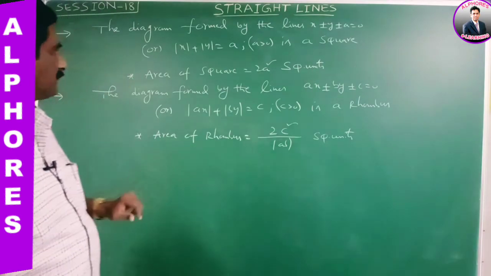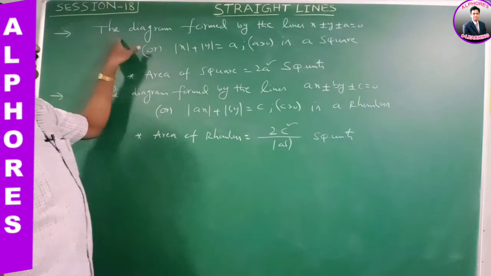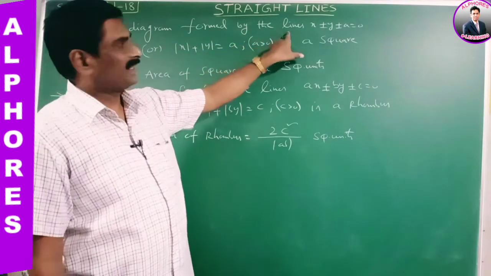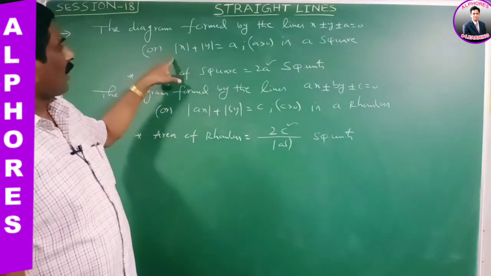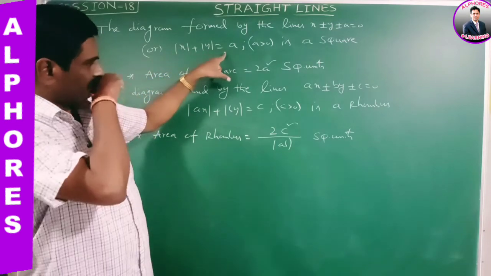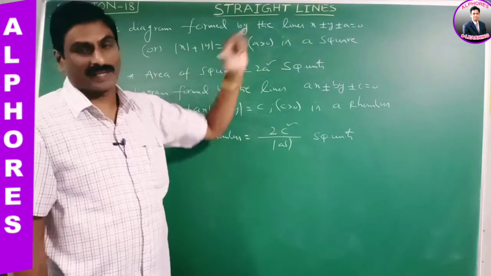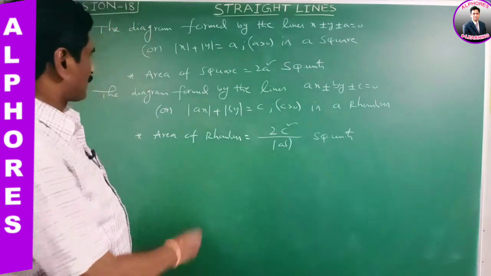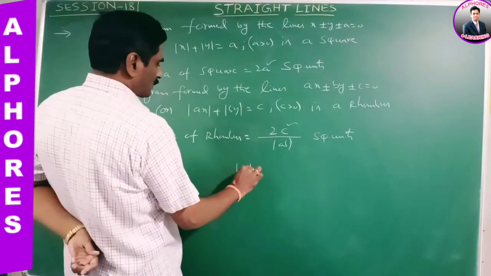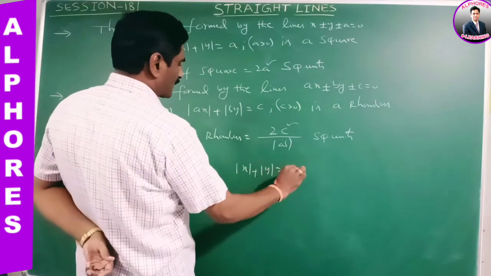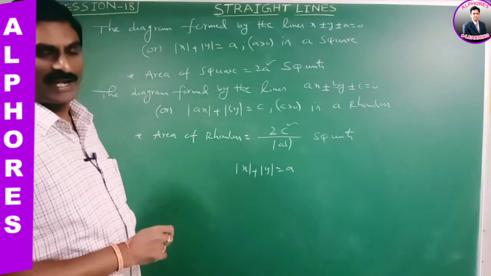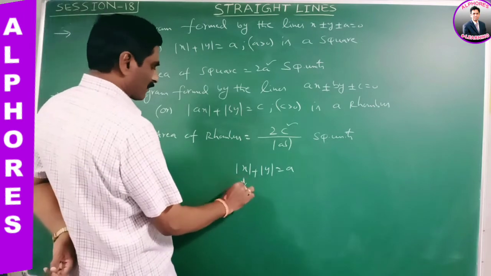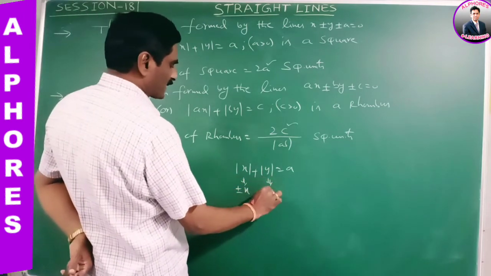Next point, this is also very important. The diagram formed by the lines x plus or minus y plus or minus a is equal to 0 or mod x plus mod y is equal to a, where a greater than 0, is a square. Please observe this diagram. Mod x plus mod y is equal to a means mod x means plus x or minus x, that depends upon x is either positive or negative. This means it is plus or minus x, it is plus or minus y.